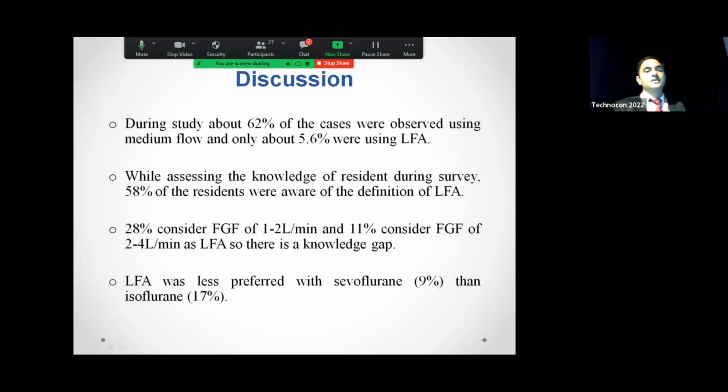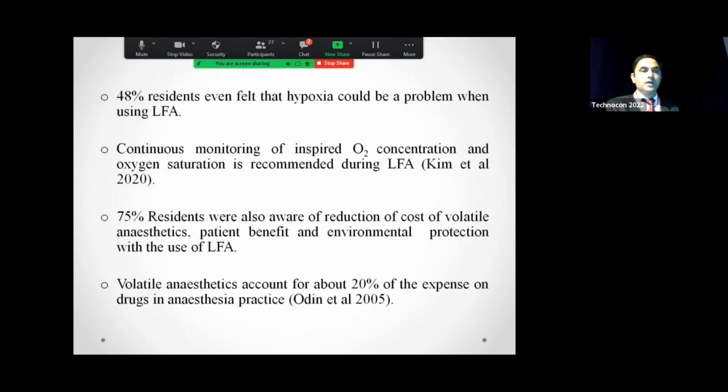Low flow anesthesia was less preferred with sevoflurane, that was 9%, than isoflurane, that was 17%. 48% of residents even felt that hypoxia could be a problem when using low flow anesthesia. Continued monitoring of inspired O2 concentration is recommended during the use of low flow anesthesia to avoid a hypoxic mixture being delivered.